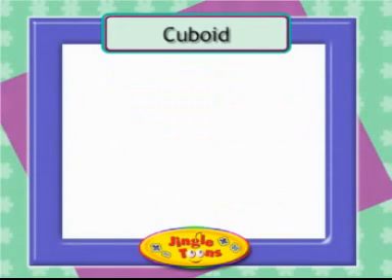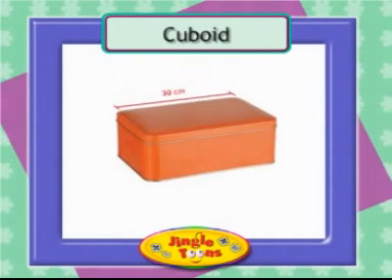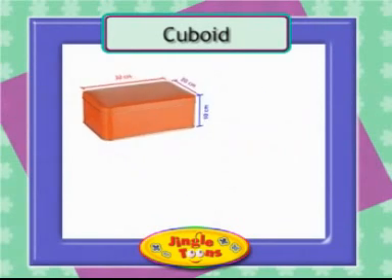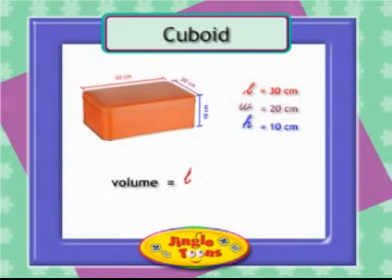Example, what will be the volume of a container of size 30 cm long, 20 cm wide and 10 cm tall? Here we go. L is equal to 30 centimeters, W is equal to 20 centimeters, H is equal to 10 centimeters. And the formula is volume is equal to L multiplied by W multiplied by H. So, volume is equal to 30 multiplied by 20 multiplied by 10. Thus, volume is equal to 6000 cubic centimeters.